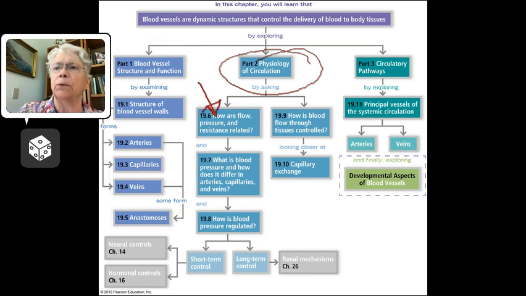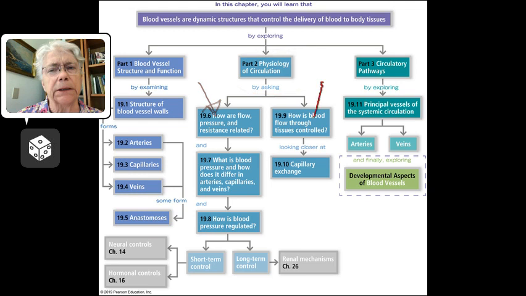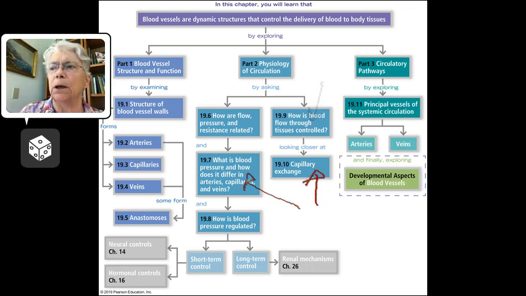But once we go through the anatomy, we are going to then really focus on circulatory physiology. We're going to be looking at the relationship between flow, pressure, and resistance. And when we do, we'll be able to apply those concepts later. We will talk about the control of perfusion, blood flow through the tissues. We are going to talk about blood pressure, how it is regulated.